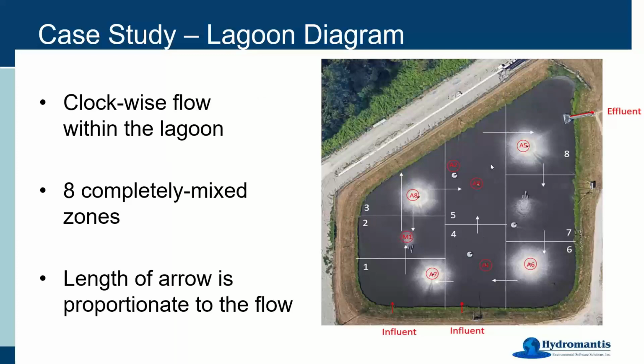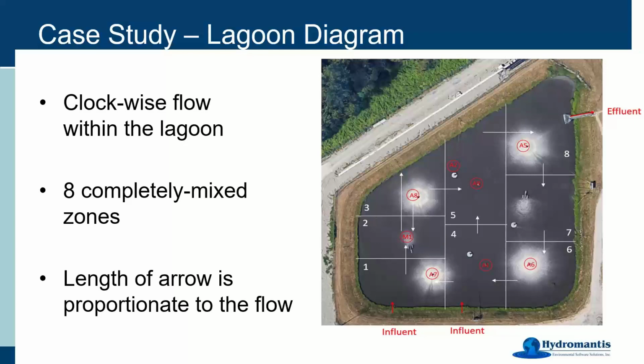On the right-hand side here is a blown-up Google image of the lagoon. The influent comes into the lagoon at two different locations on the bottom of this diagram, and it exits through the top right corner here. The surface aerators and mixers are also marked on this diagram.